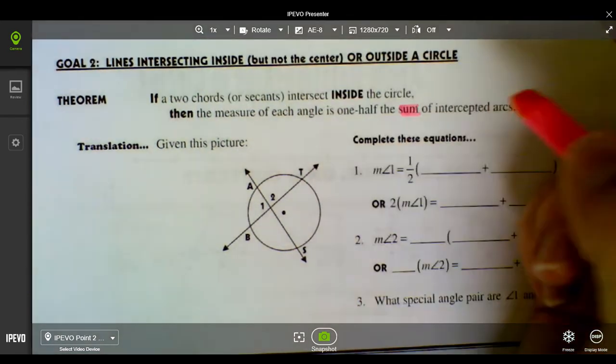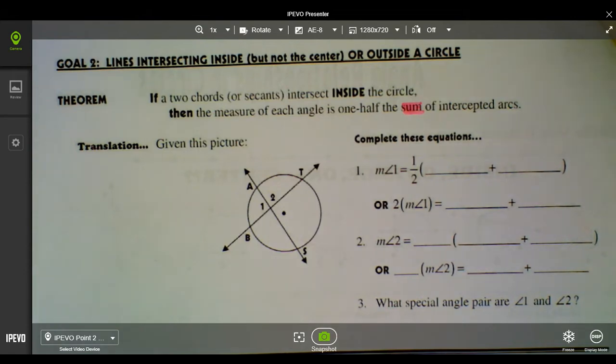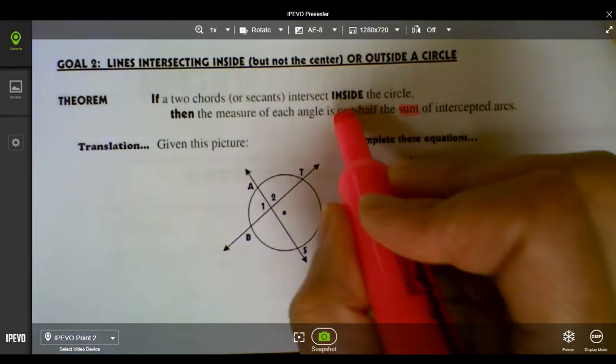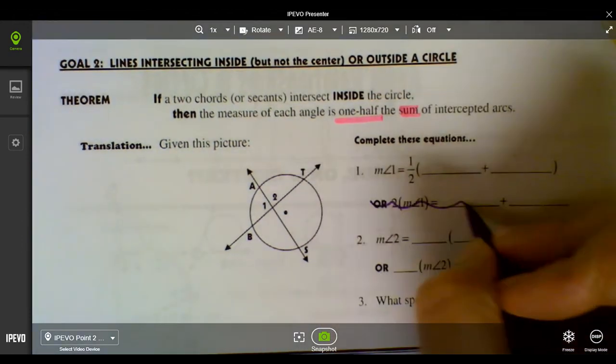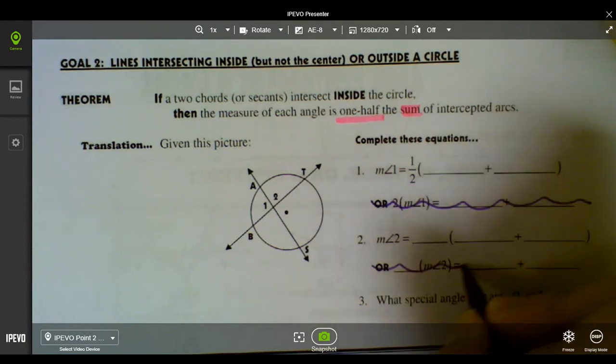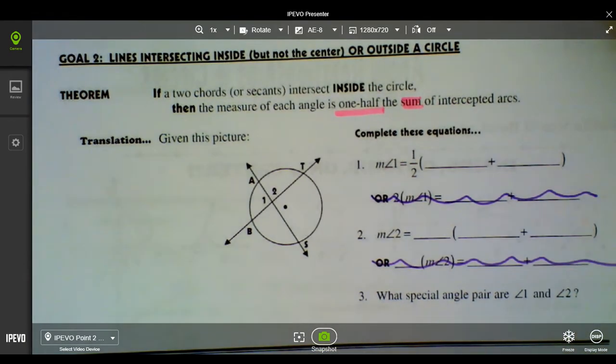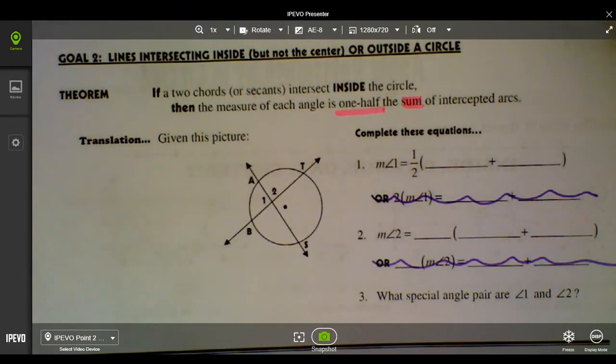All right, so we need to add for this one. And it's 1/2 the sum, okay? So complete these equations. And for these ones, we're not going to worry about the converse stuff right now. We're just going to figure out how to solve for these measures. All right, so first, we're talking about angle 1.